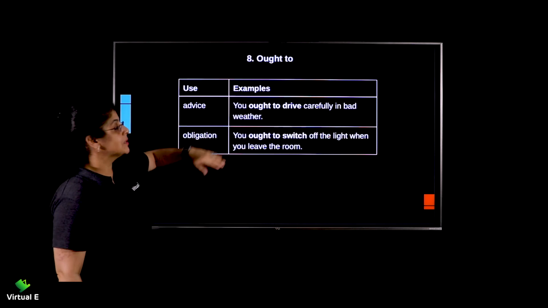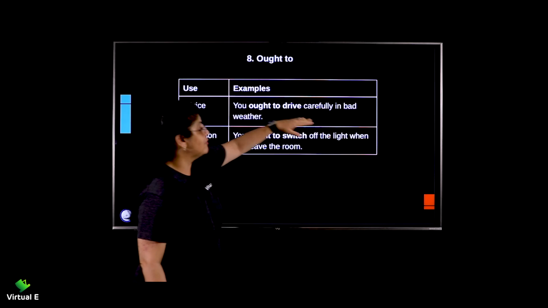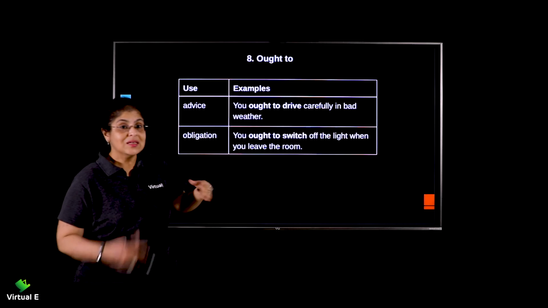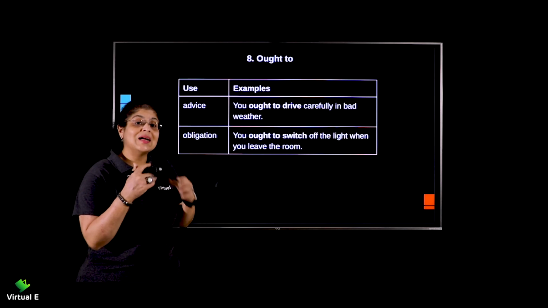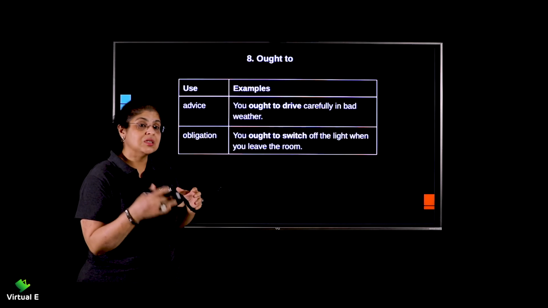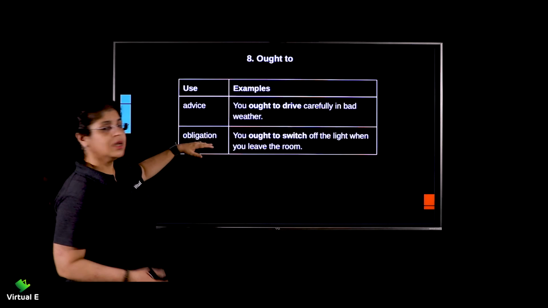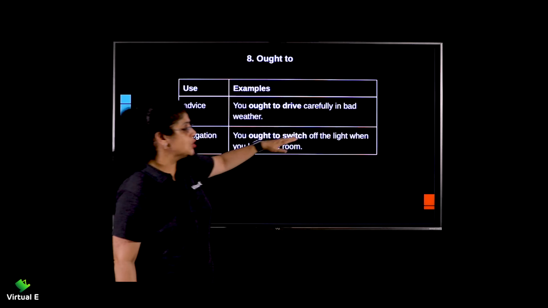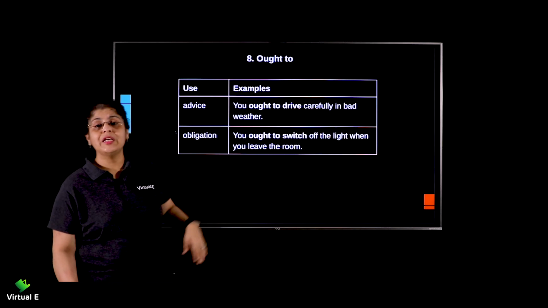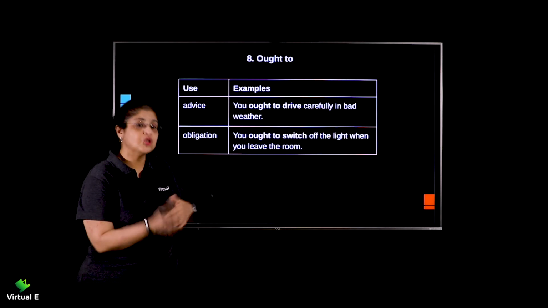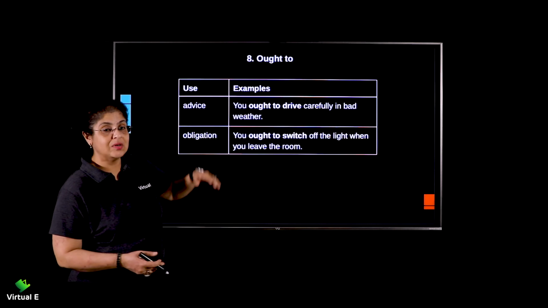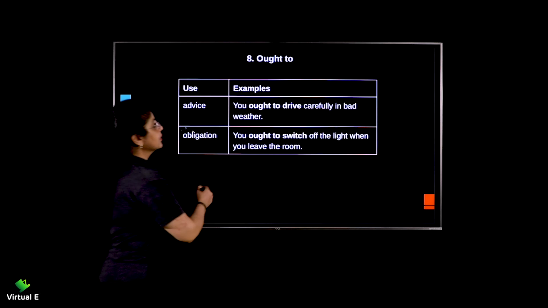It is an advice. You ought to drive carefully in bad weather. It is guiding you that you shouldn't do this. Ought to and should is somewhat similar. It's an obligation. You ought to switch off the light when you leave the room. Something that you should be doing, right? This is how it tells you, ought to.